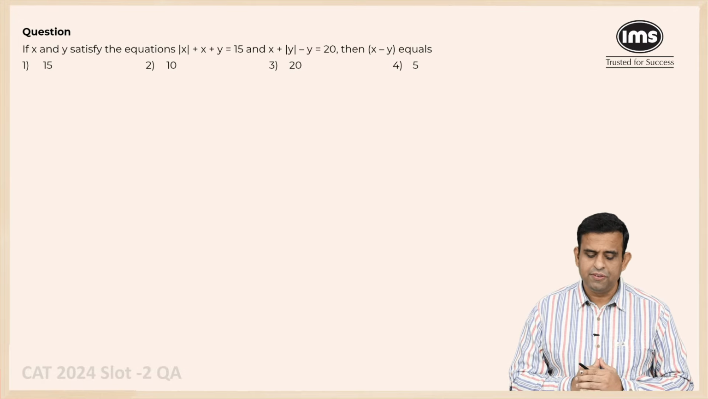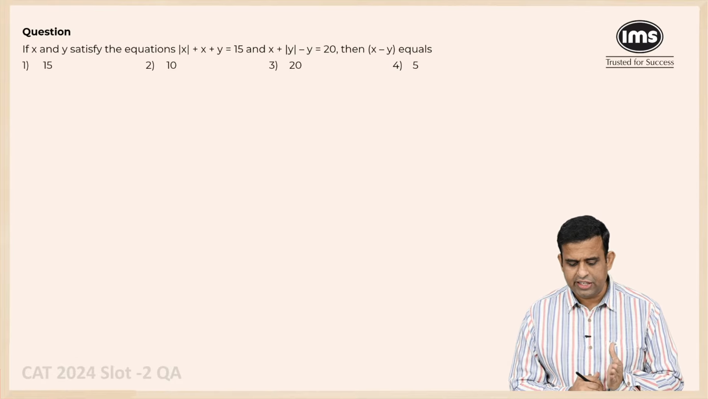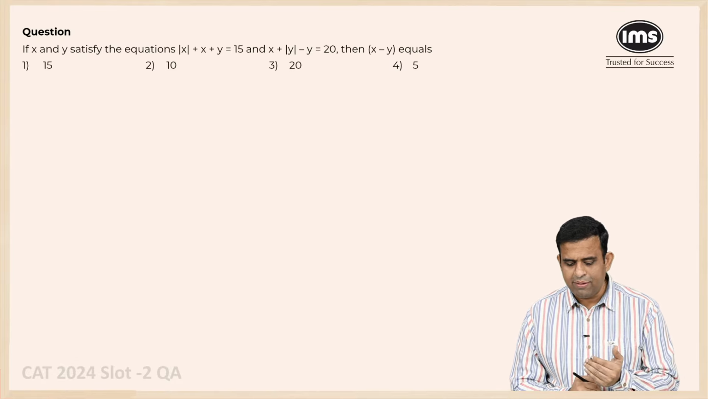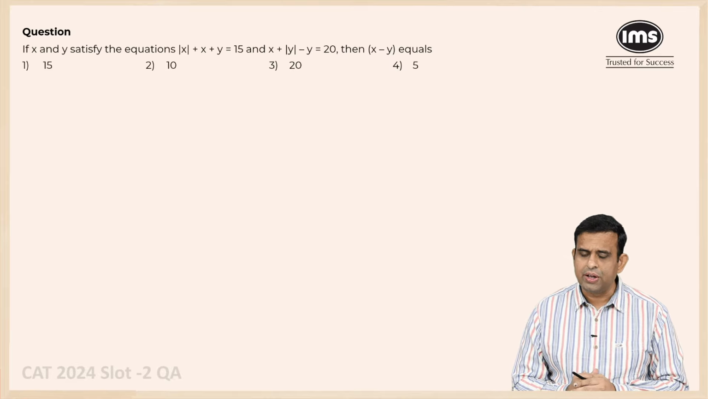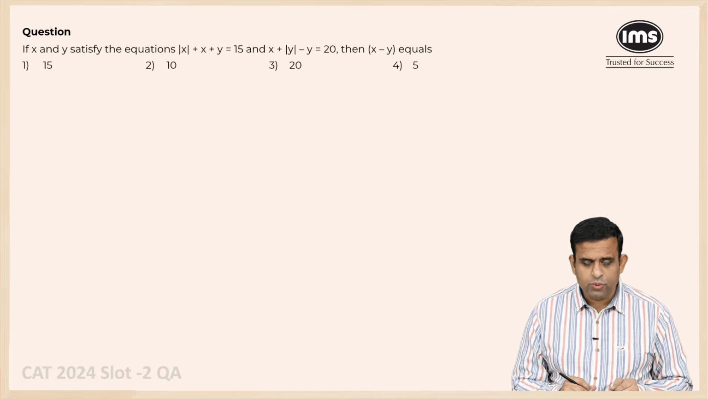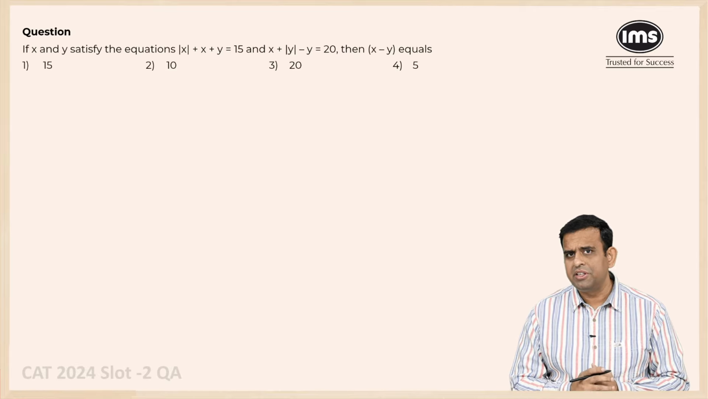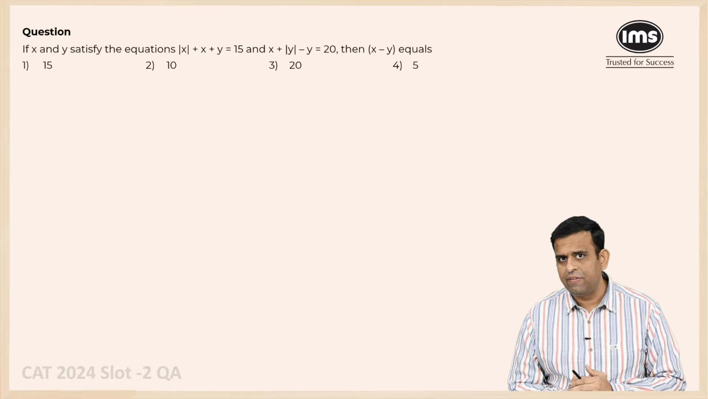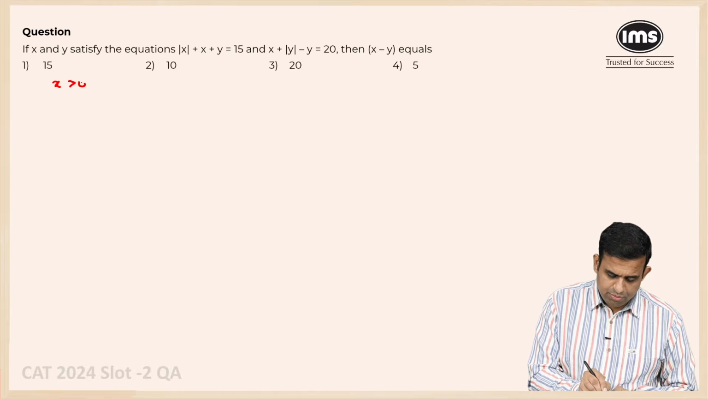In the next sum, it is given that if x and y satisfy the equation mod of x plus y equals 15 and x plus mod y minus y equals 20, then find the value of x minus y. Now in this particular case, what we can do is we can potentially take some cases, and the obvious first case I will take is going to be nothing but x as positive and let's say y as positive. So x positive, y positive.